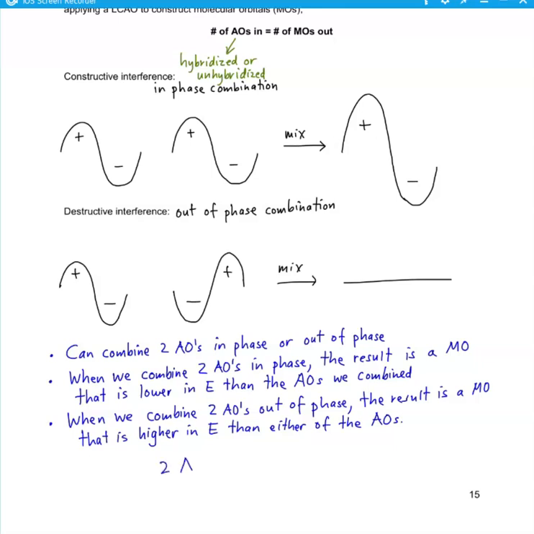And remember, the number of atomic orbitals that we put into the mixing process is equal to the number of molecular orbitals we get out. So we're going to get an in-phase combination and an out-of-phase combination. Okay, so how does this play into bonding?